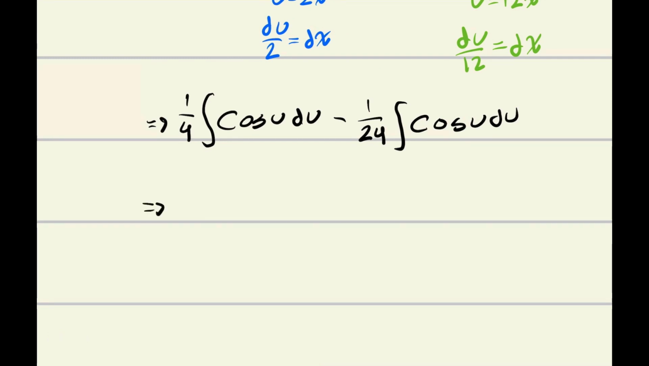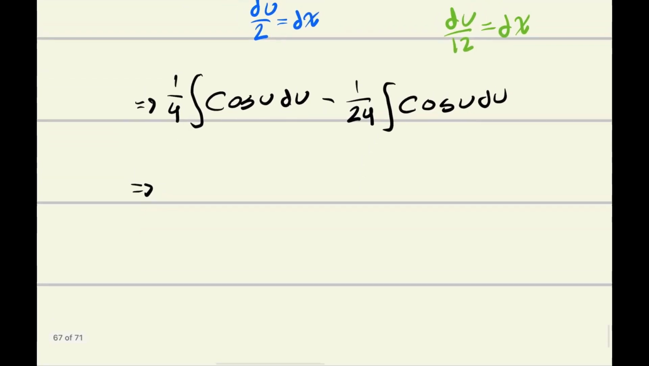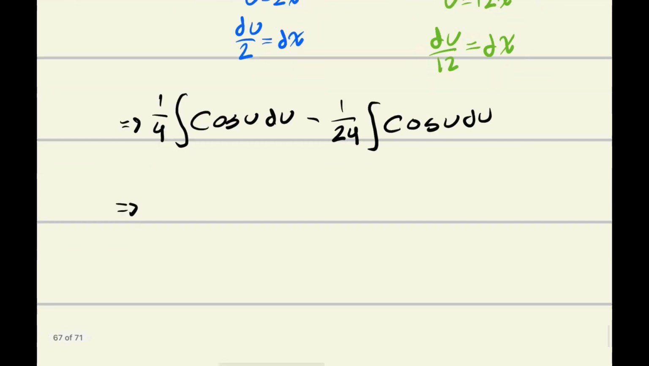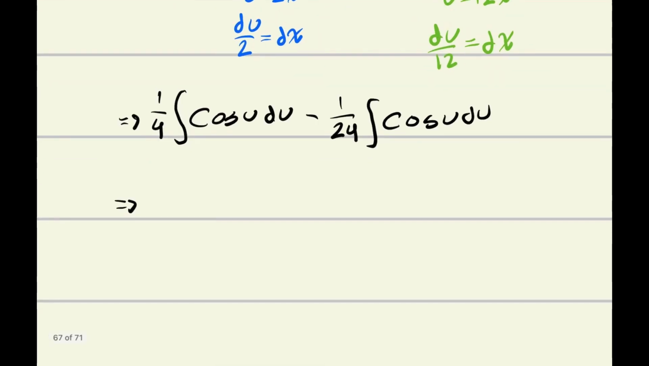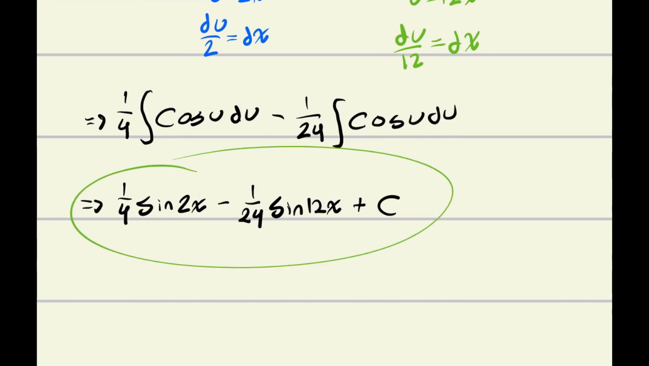The antiderivative of cosine is sine, so we'll go ahead and resubstitute the u values for both of these, knowing that the antiderivative is just sine. So we'll have 1/4 sine of 2x minus 1/24 sine of 12x, and we'll have a plus c, and that'll be our final answer.